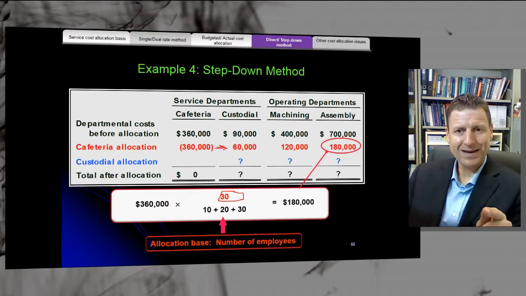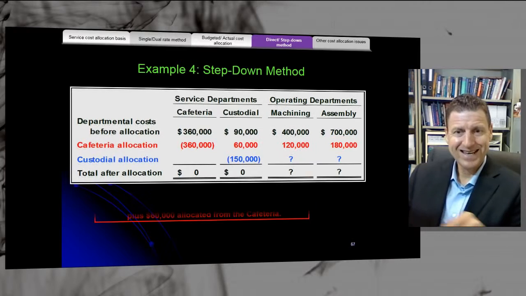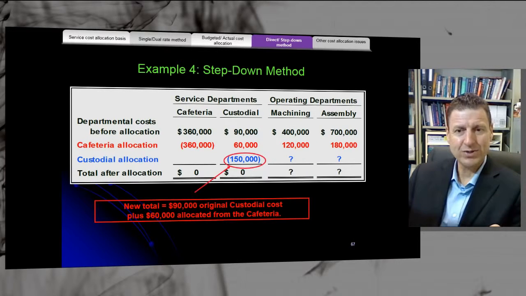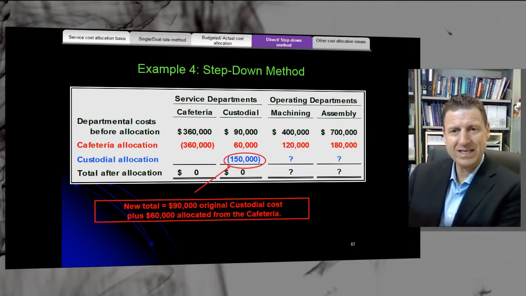Now we have allocated cafeteria 360,000 to custodial, machining and assembly. So now we've done this allocation and we can move to custodial. What we need to do now is add the custodial 90,000, that's the costs already incurred by custodial, plus the $60,000 allocated from cafeteria. So now we're allocating from custodial how much? You got it, 150,000. That's the original custodial cost plus the 60,000 allocated from the cafeteria.